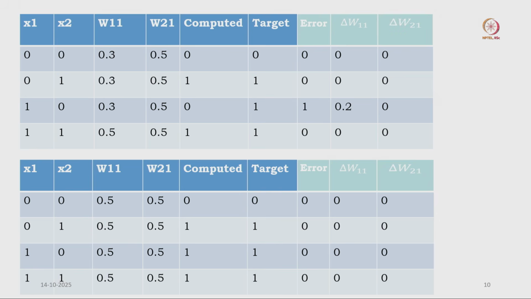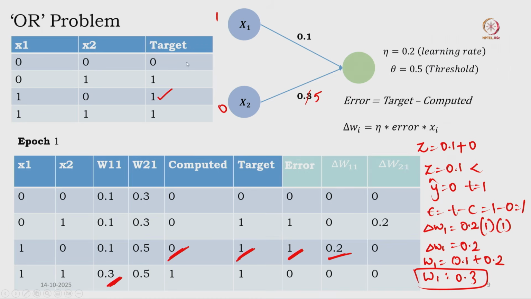Can you see here in the error everything should be 0. So, here we still have one of the samples which is still getting misclassified. So, until this error column turns to be 0, you will be repeating this process. Once you complete the first epoch, the final weights that we have got are 0.3 and 0.5.